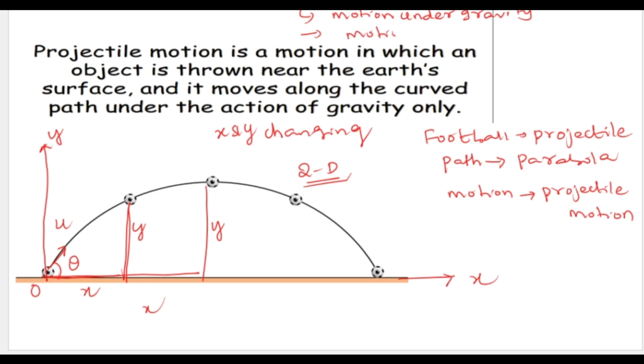So projectile motion is a two-dimensional motion, and the projectile motion is restricted in a plane. That's why projectile motion is nothing but two-dimensional motion and motion in a plane. And the projectile motion is only under gravity.